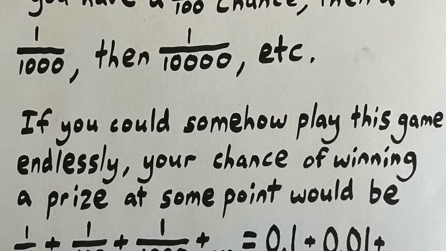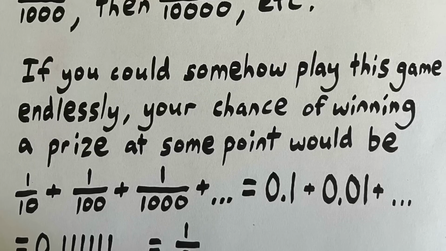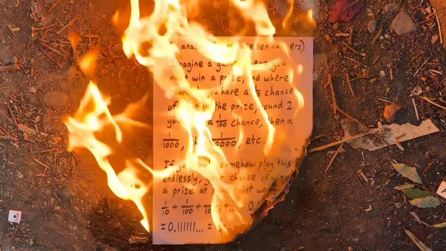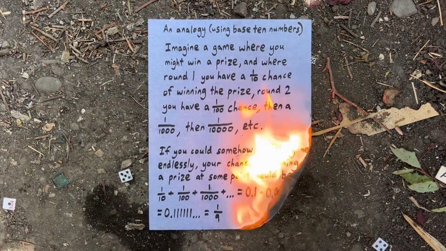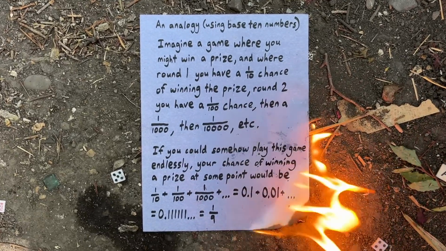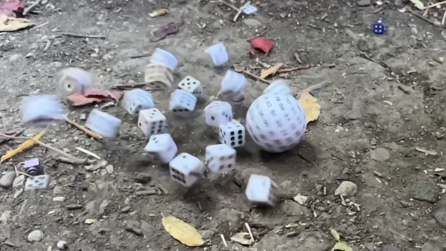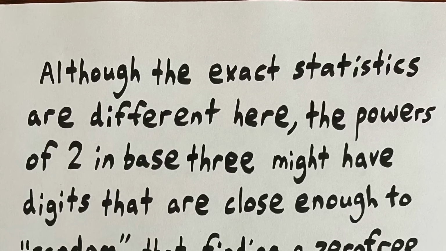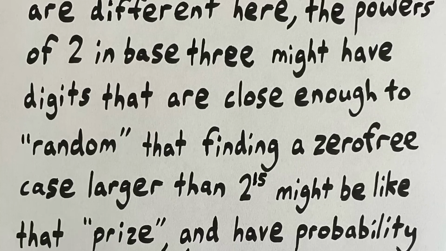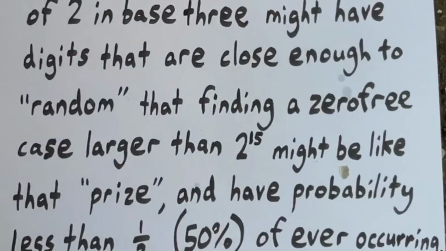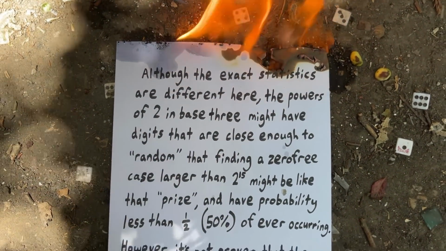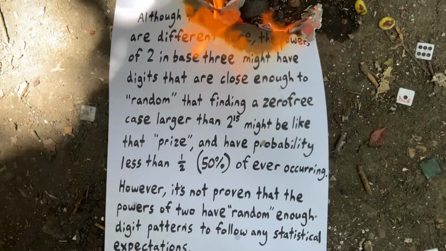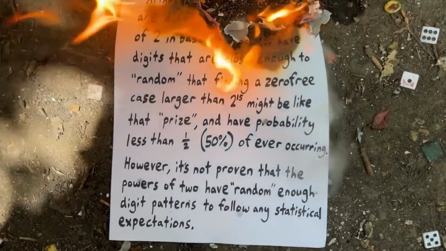up to the point you stop playing, and even if you continue that series infinitely, it'll never add up to more than 1/9. So even if you try this game infinitely many times, you'd be more likely to never win a prize than to win at some point. Although the exact statistics are different, if the digits in the powers of 2 expressed in base 3 turn out to always behave as randomly as it appears, finding a zero-free power of 2 larger than 2 to the 15th power might be something like that prize, where even an infinite amount of chances at hitting it still gives less than a 50% chance it'll ever occur.